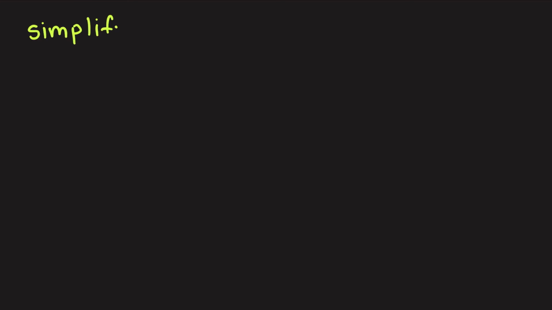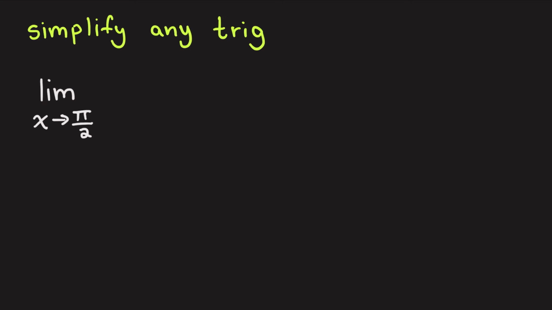The next way to evaluate limits is to simplify any trig you may find in the function. So let's take a look at this problem. We have the limit as x goes to pi over 2, cosine of x all over cotangent of x. We can rewrite the function to make it simpler.